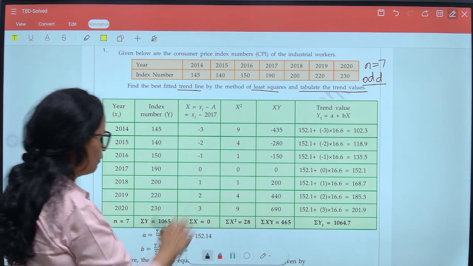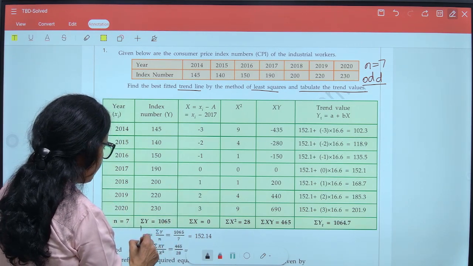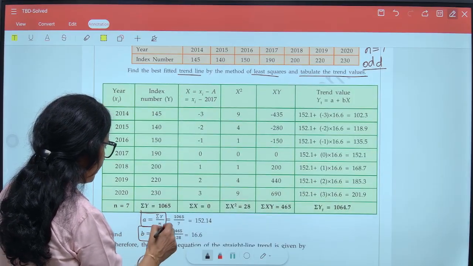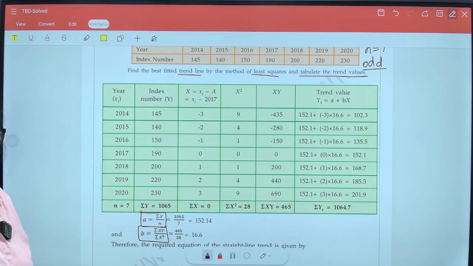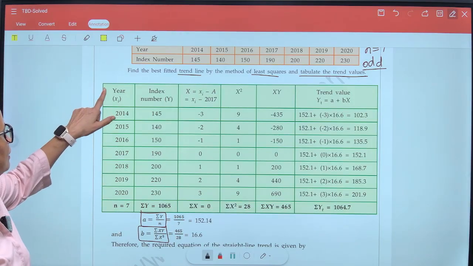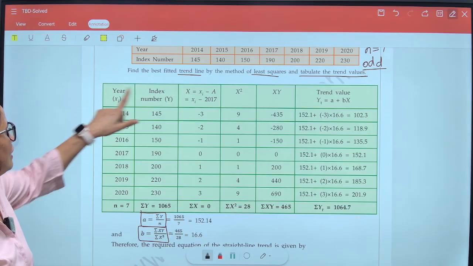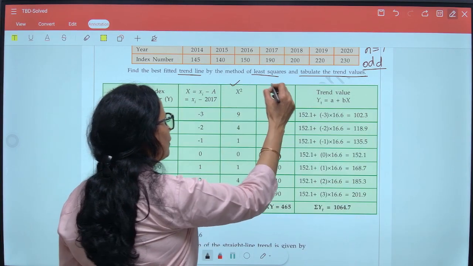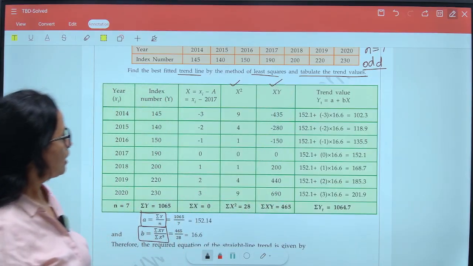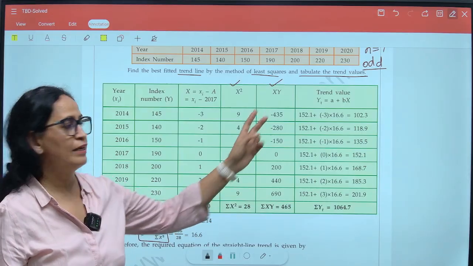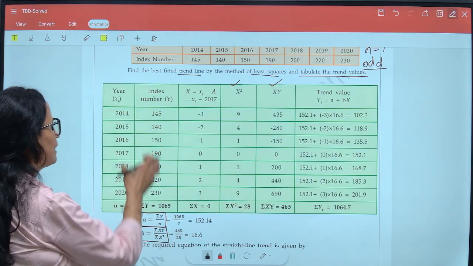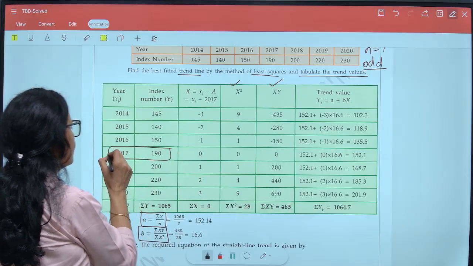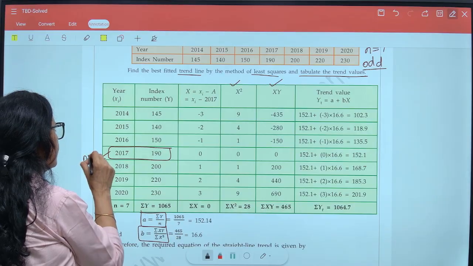Now we know that the value of a is sigma y upon n, and the value of b is sigma xy upon sigma x square, right? So that means our data right now has only x and y, 2 columns. So first thing is we need to have x square and xy. Now before we calculate x square and xy, because we have bigger numbers here, we assume one of these values as origin.